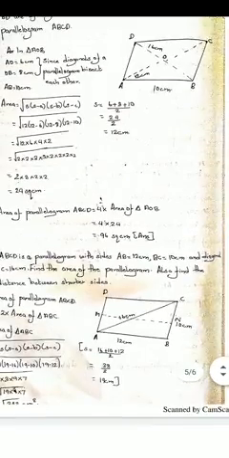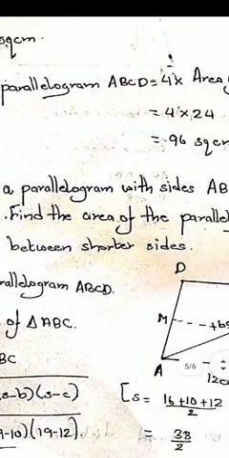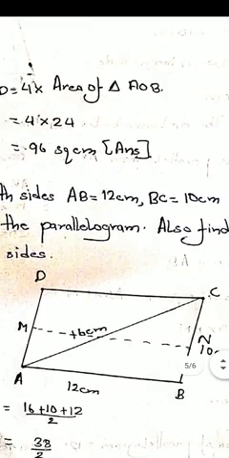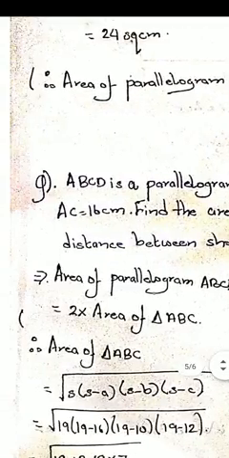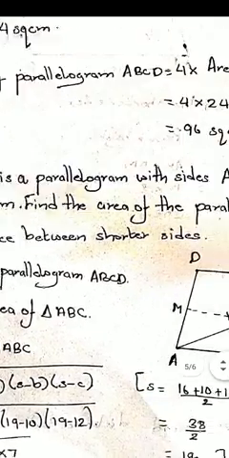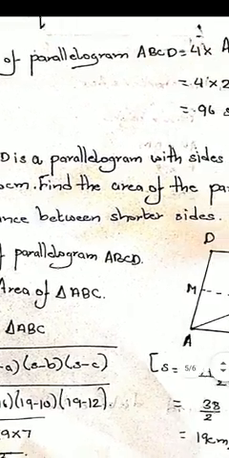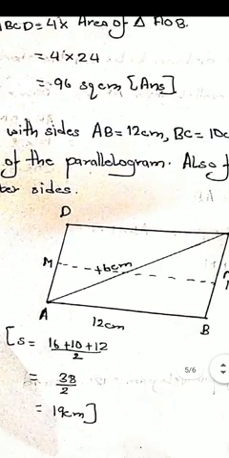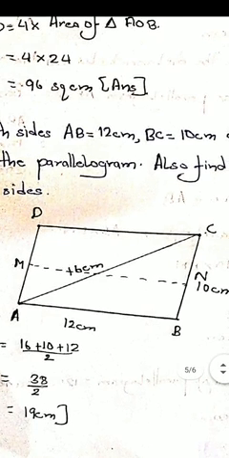Now I'll go to the next problem that I have, which says ABCD is a parallelogram with sides AB equals 12 centimeter, BC equals 10 centimeter, and diagonal AC equals 16 centimeter. Find the area of the parallelogram. Also find the distance between shorter sides. So with the data I have in the question, my diagram will look something like this. ABCD is a parallelogram. AB is 12 centimeter, BC is 10 centimeter, and diagonal AC is 16 centimeter.